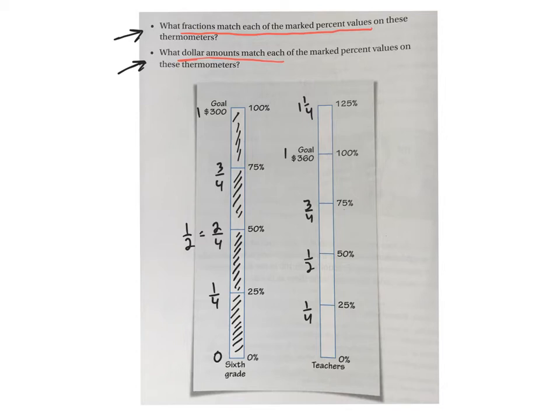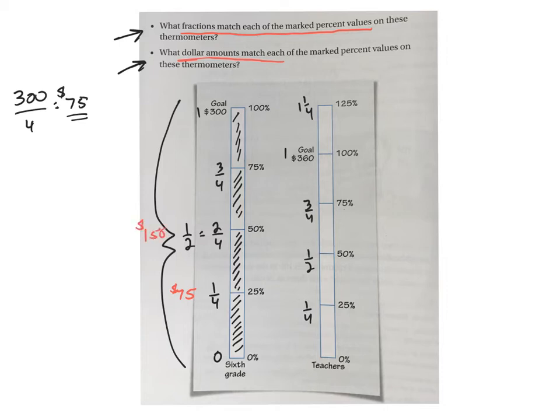Well, we can do that because we know that the 6th graders, their goal was 300, and this whole thing is divided into 4 parts, so 300 divided by 4 is $75. So each fourth is $75. So 1/4 would be $75. 1/2 would be $150. 3/4 would be $225. And 100% would be 300.